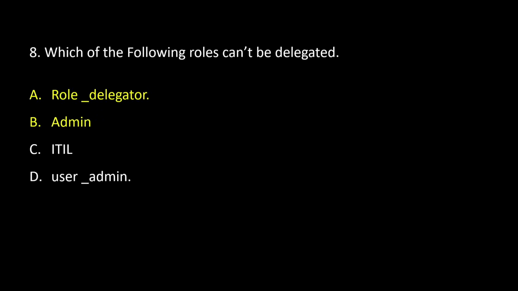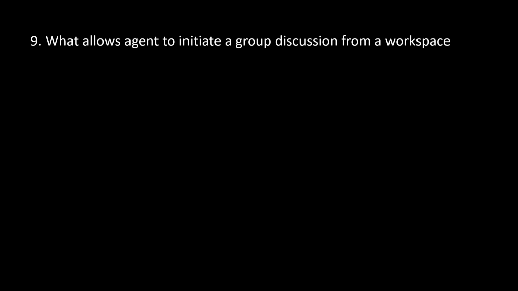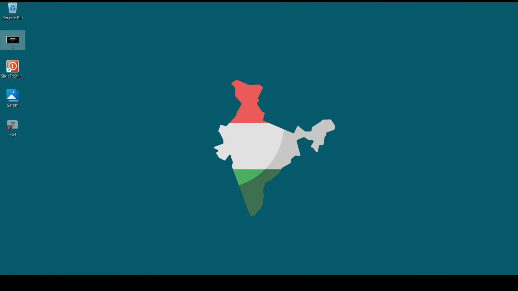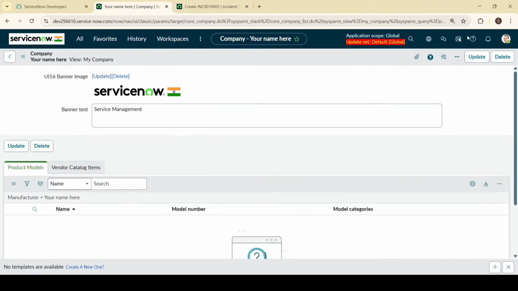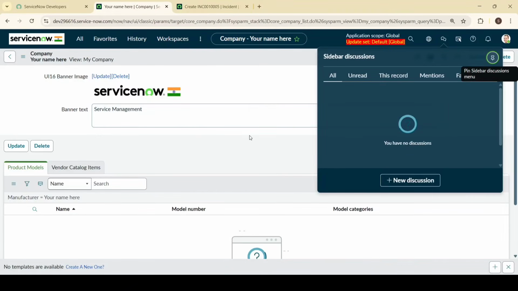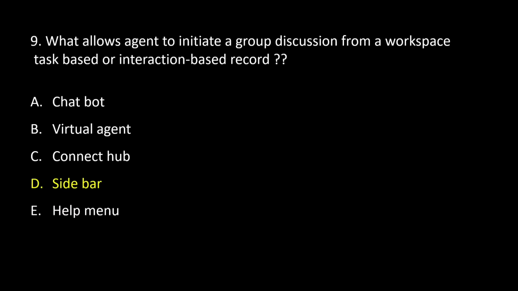The next question is: what allows the agent to initiate a group discussion from a workspace, task based or interaction based record? If you want to initiate any group discussion, you can go for something called sidebar. This is called sidebar discussion. I'll show you in the PDI where it is. In the banner, we have sidebar discussions here, where we can discuss with fellow employees or fellow group members. So this would be sidebar.